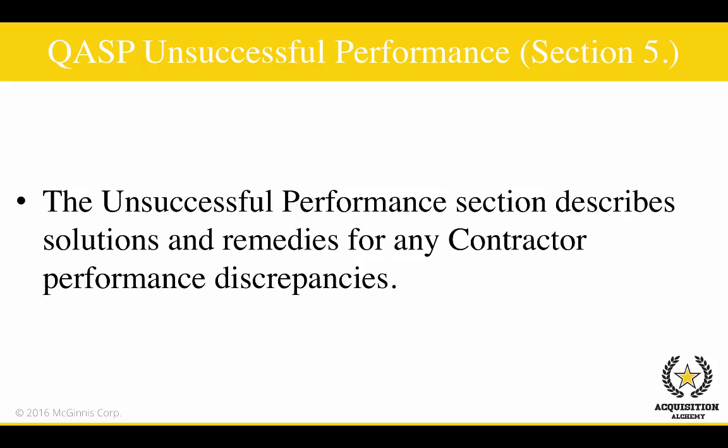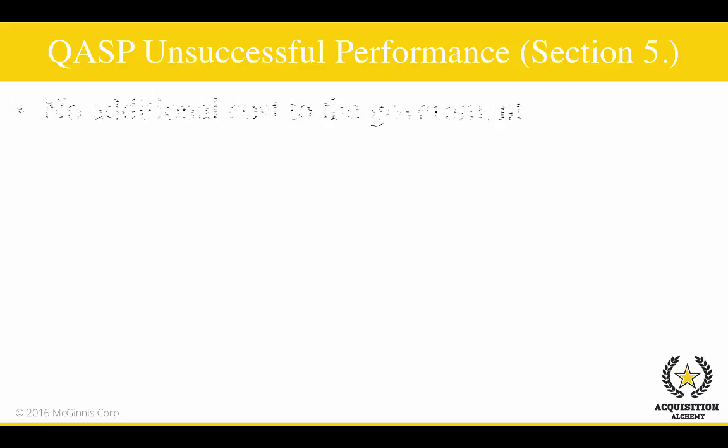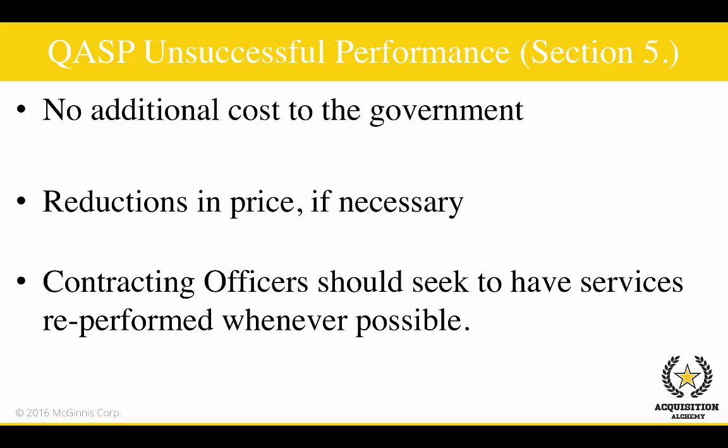The unsuccessful performance section describes solutions and remedies for any contractor performance discrepancies. If there are performance discrepancies, how the COR and/or contracting officer will handle requests for the contractor to reperform services or correct non-conforming aspects of performance is addressed here. These requests should be at no additional cost to the government. In cases where reperformance of non-conforming services is not possible, reductions in the contract price may be necessary. With that said, contracting officers should seek to have services reperformed whenever possible.